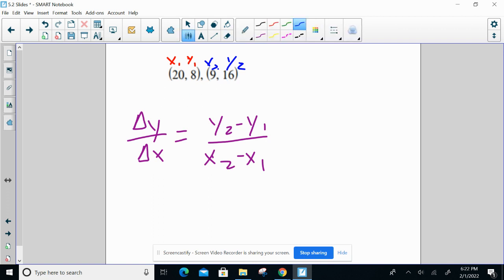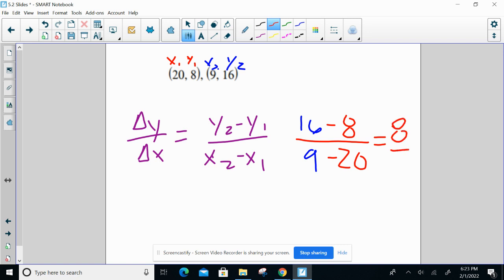And then if you do that, all you have to do is plug these in. Look, what is y2? Y2 is 16. What is y1? 8. What is x2? Well, that's 9. And what is x1? That's 20. And there you go. You do the subtraction problems. It's 2 subtraction problems. Subtract the y's from each point on top. Subtract the x's on the bottom. Now you'll see this will end up being a negative number. You got 8 on the top, and you got negative 11 on the bottom. That's your slope. Circle that, you're done.